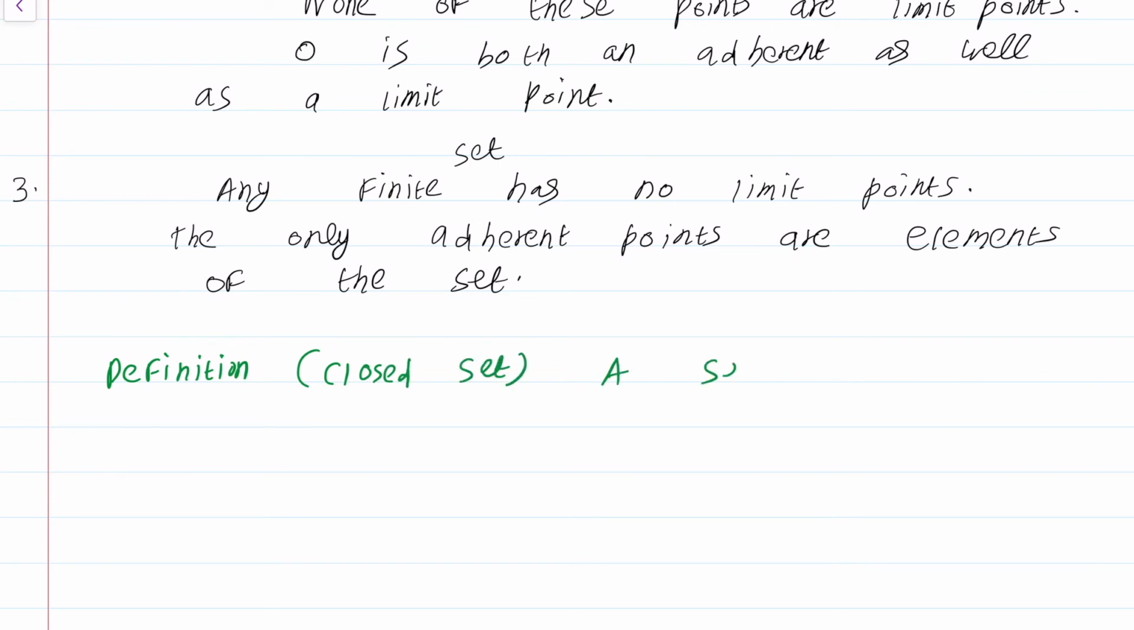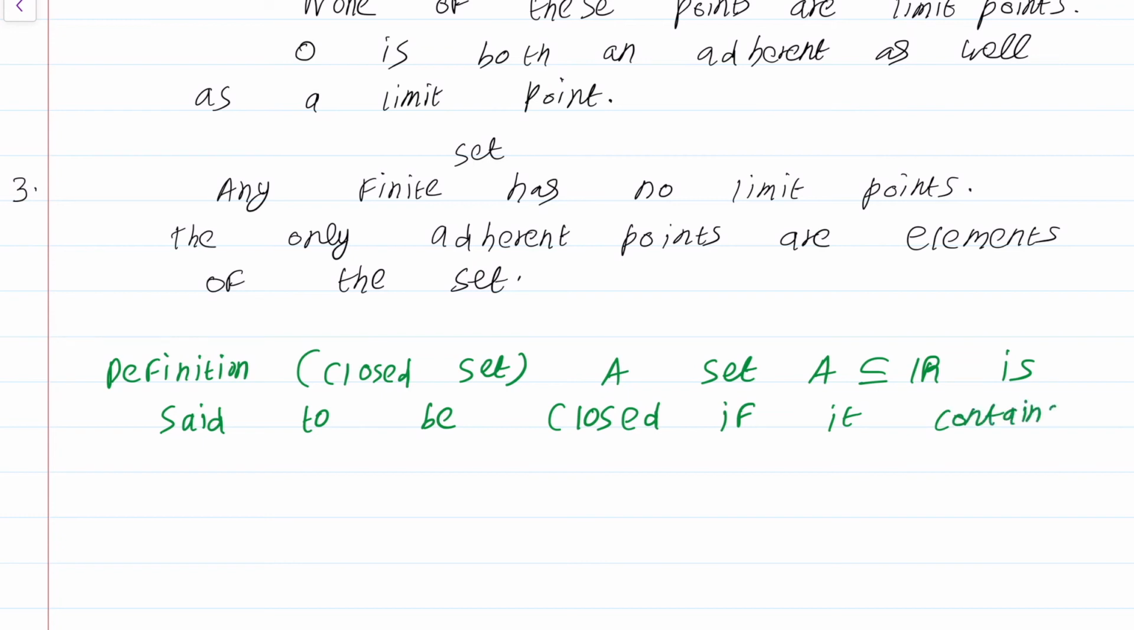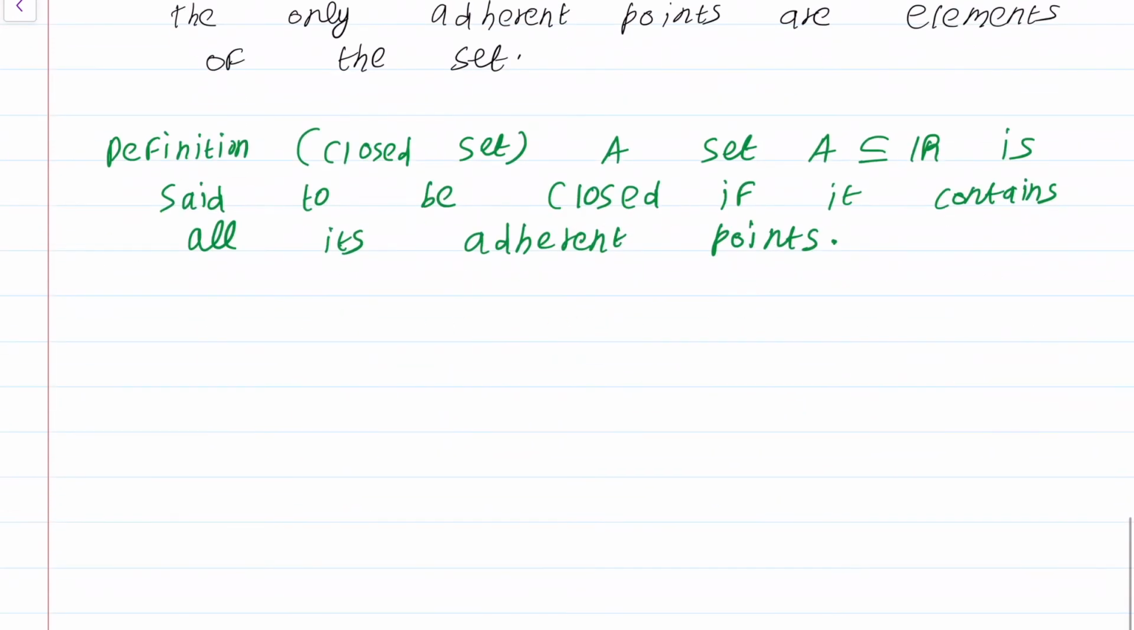A set A subset of R is said to be closed if it contains all its adherent points. That means the set contains any point that gets infinitesimally close to that set. Okay? So examples of closed sets, we already see that any finite set is closed. So is a closed interval.